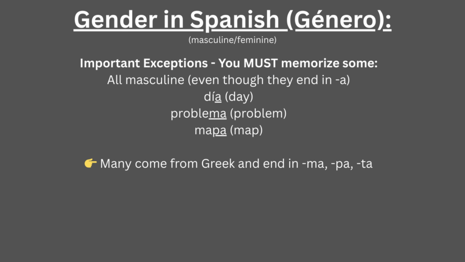However, Spanish has exceptions in noun endings, such as masculine nouns that end in a, like día, problema, mapa. Such words come from Greek, and they often end in ma, pa, ta, so we have to remember them as masculine.